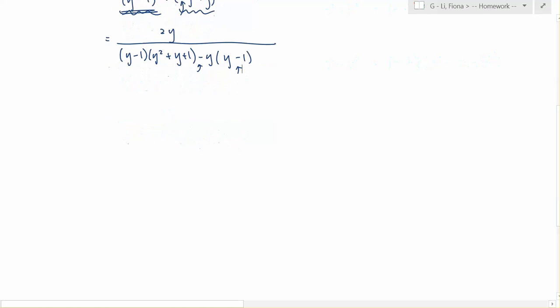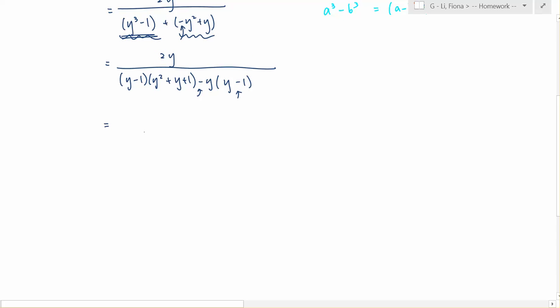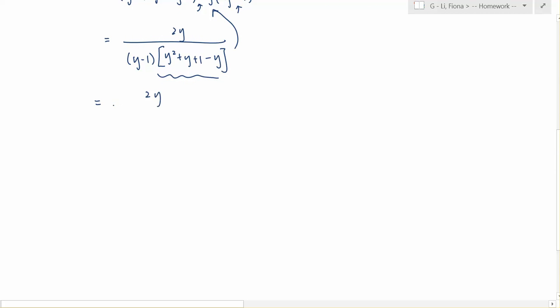And so the next step, we will try to clean this up a little bit and factor out the y minus 1. And so we will get open parentheses y squared plus y plus 1 minus y, which is this part. Okay, so let's clean up this part a little bit. We will get 2y over y minus 1 parentheses times, so these two go away and we're left with y squared plus 1.